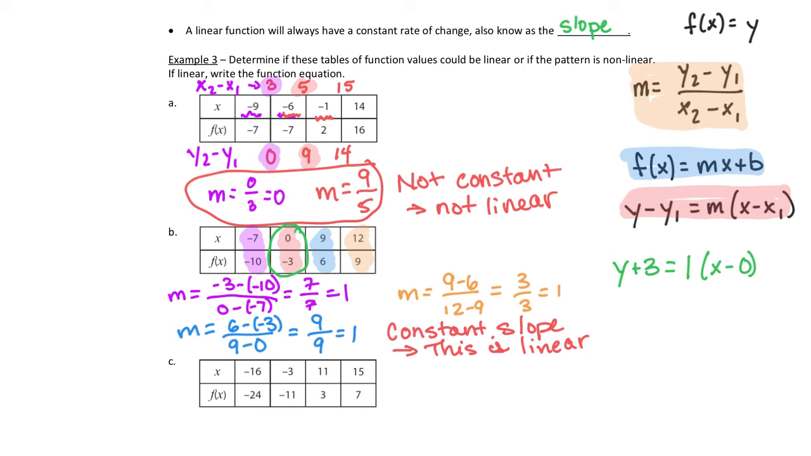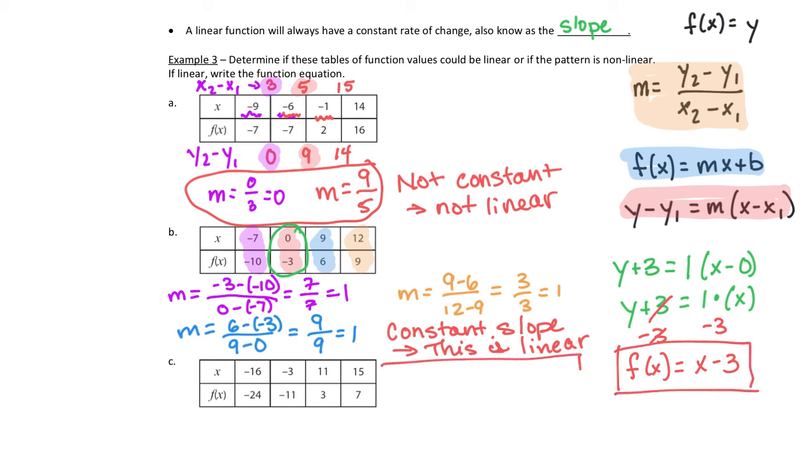I'm going to simplify the parentheses first and then solve for y. I get y plus 3 equals 1 times just x. So that's just going to be x. I can go ahead and subtract that 3 from both sides, and I'm going to get y equals x minus 3. So there's my equation. If I write it as a function, I replace this y with an f of x. And that's my final answer for example B.